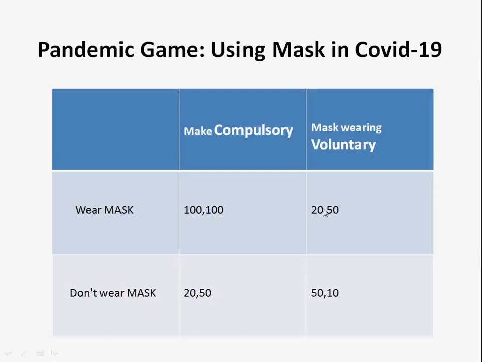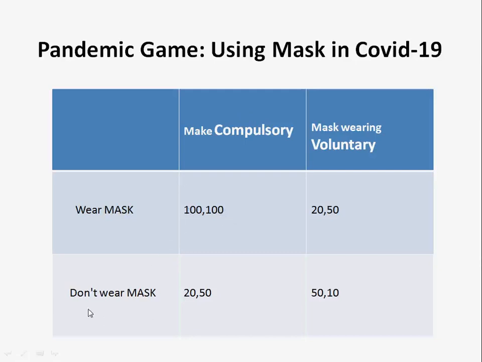What will be the best case scenario? If citizens wear a mask, what is the best response, the best thing for the government to do? It is to still make it compulsory. By making it compulsory, you increase the utility to 100. So if citizens choose to wear a mask, the government will still prefer to make it compulsory. That's the best response of the government.